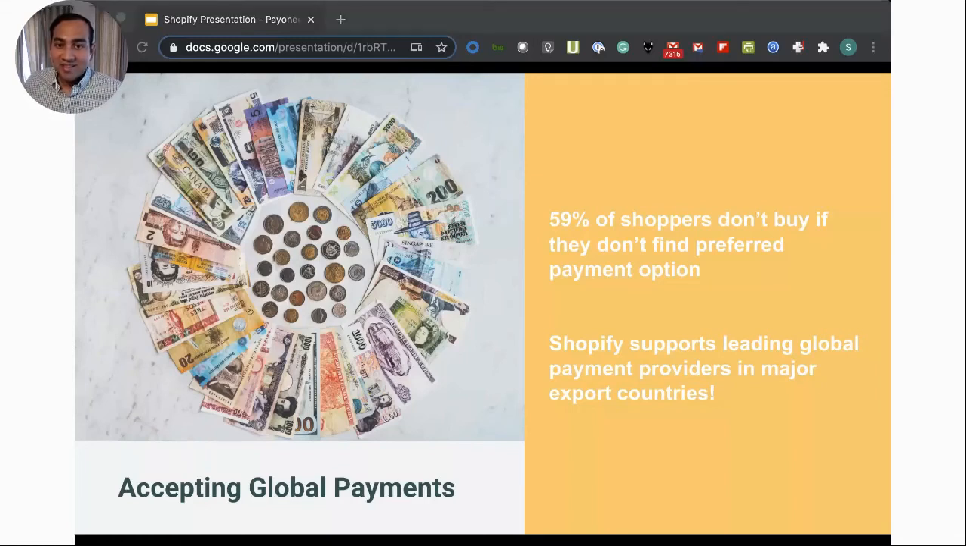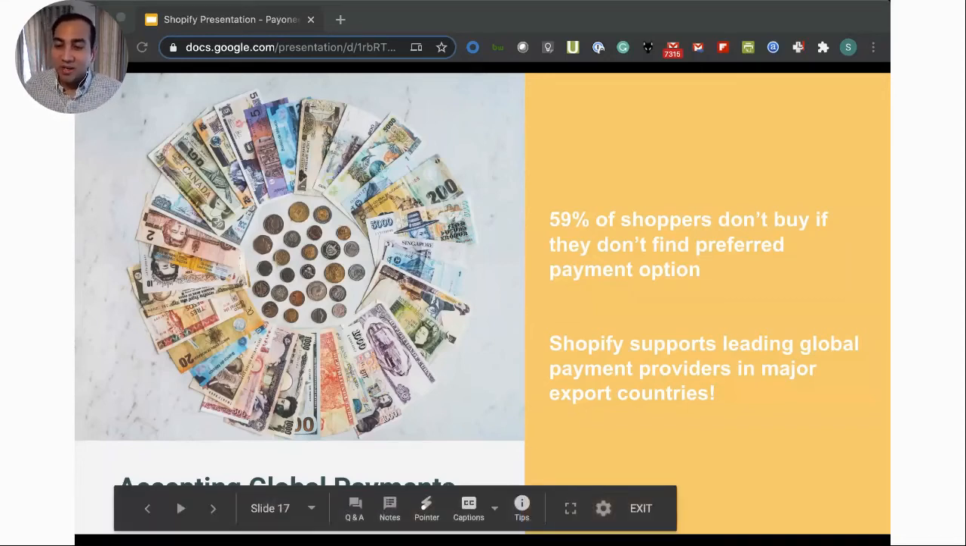Online payment methods weigh heavily on buying decisions. Still, it's easy to overlook how people pay. This is beyond currency. This is basically whether you are able to accept payment using a local payment method. So about 59% of shoppers don't buy if they don't find a preferred payment option.